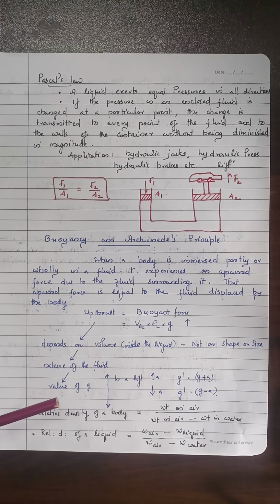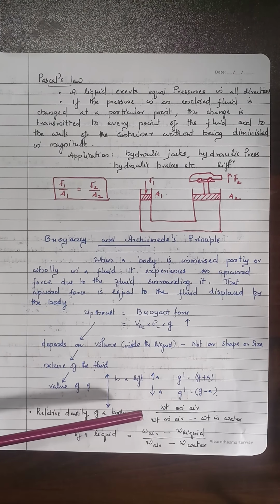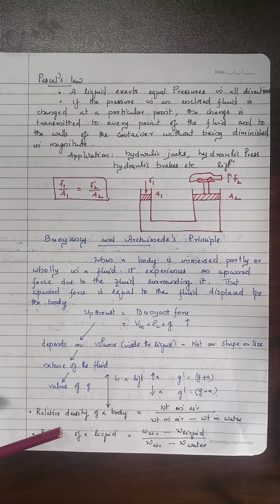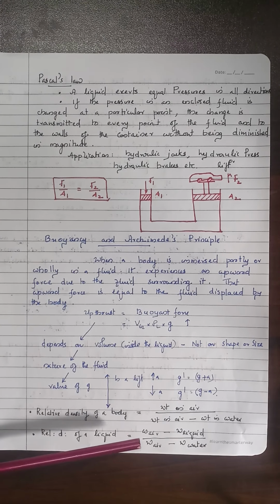Based on upthrust, we can easily find the relative density of the body, that is the density of the body by the density of water. So we can easily find it as weight in air divided by weight in air minus weight in water. The relative density of the liquid means the density of the liquid by the density of water. Again we can use this.